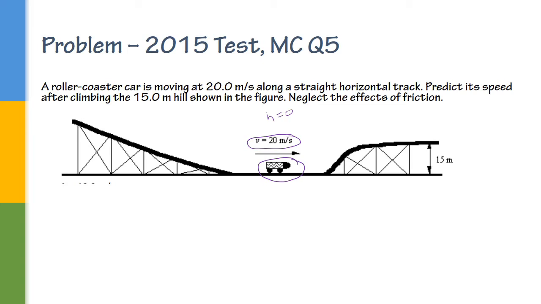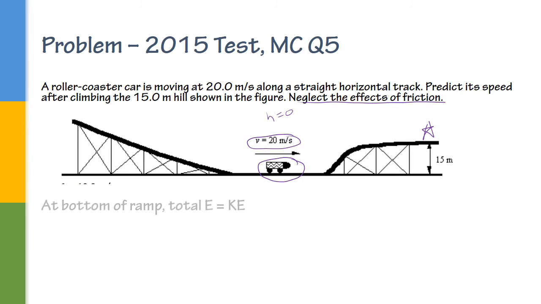Now in this scenario, a roller coaster car is moving at 20 meters per second along a straight horizontal track. Predict its speed after climbing the 15-meter hill shown in the figure. Neglect the effects of friction. Again, standard statement to say that no energy is gained or lost in the system. And I'm going to mark our scenario point with a star.